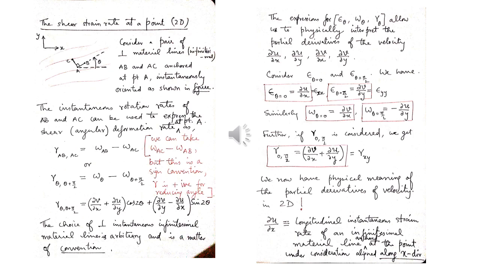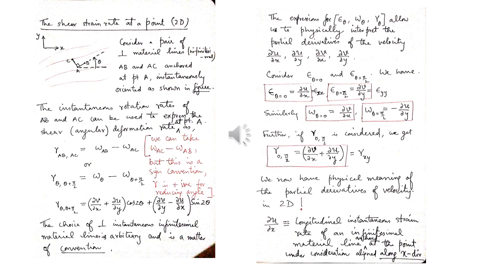we will have the following interesting result, that epsilon theta at 0 will come out to be del u del x, to which we will give a special symbol, epsilon xx. I'll explain what this double xx means. And similarly, epsilon theta at pi by 2 is equal to del v del y, which we again give a special symbol, epsilon yy.